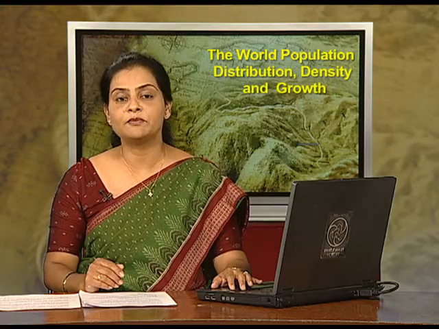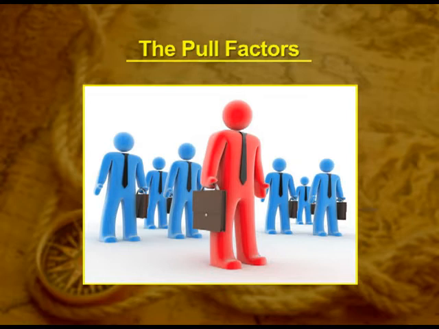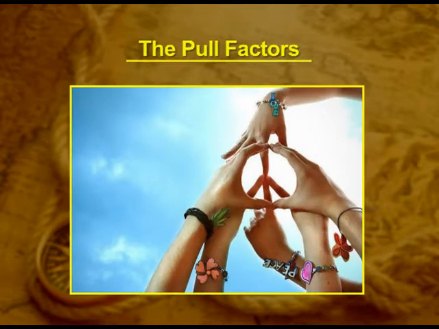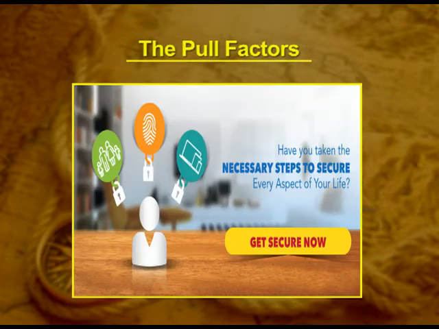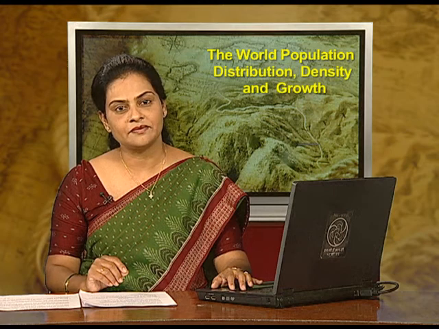Let us look into the pull factors now. On the contrary, better jobs, better living standards, peace and stability, security of life and property, and pleasant climate are a few factors in favor of in-migration. Hence, these are the pull factors.